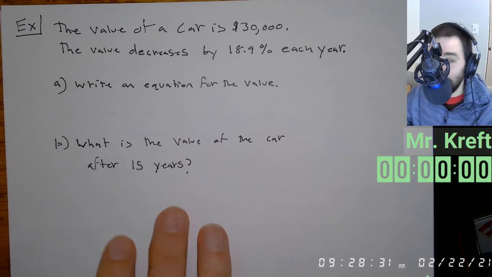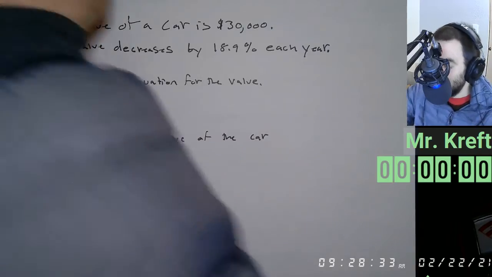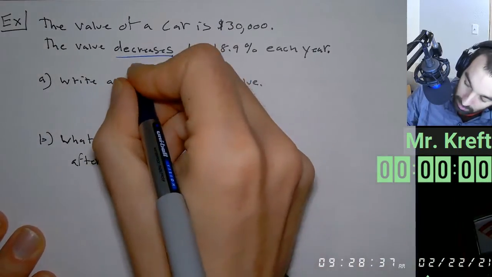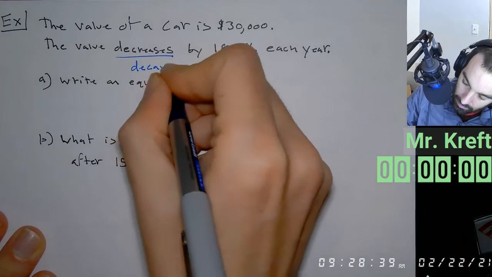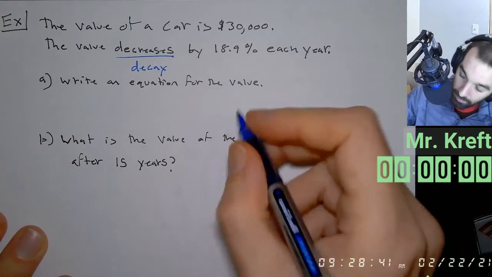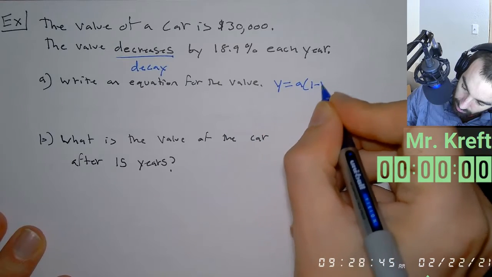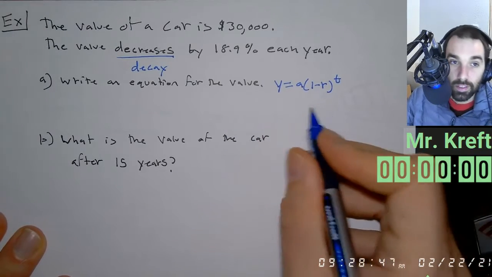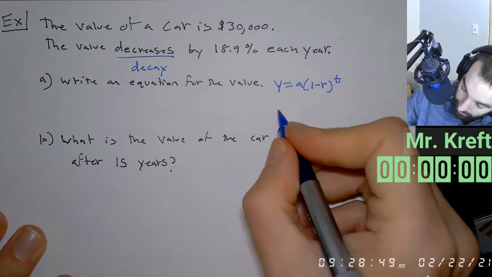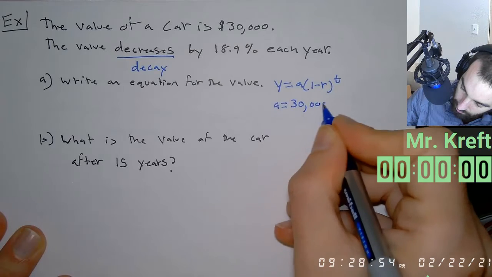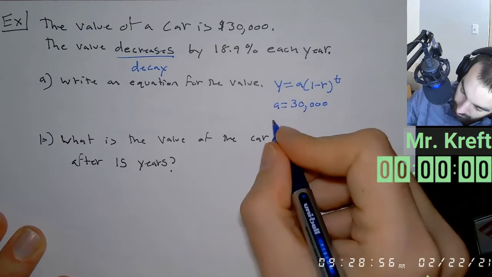All right, guys. So let's go take a look at this. In order to write an equation, it says decreasing, so we know it's going to be decay. If it's decay, then I know y equals a times 1 minus r to the t. So we have to figure out a. Our a is going to be, we started out at $30,000.